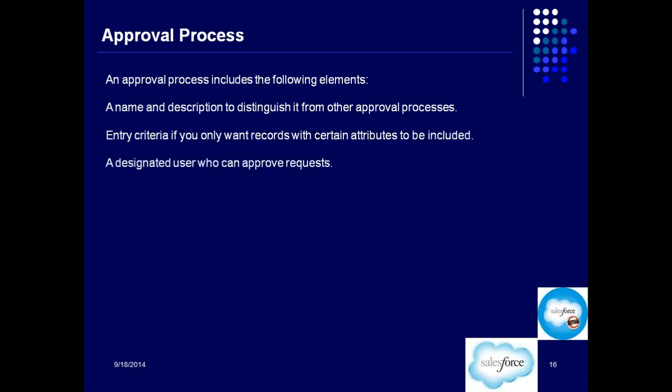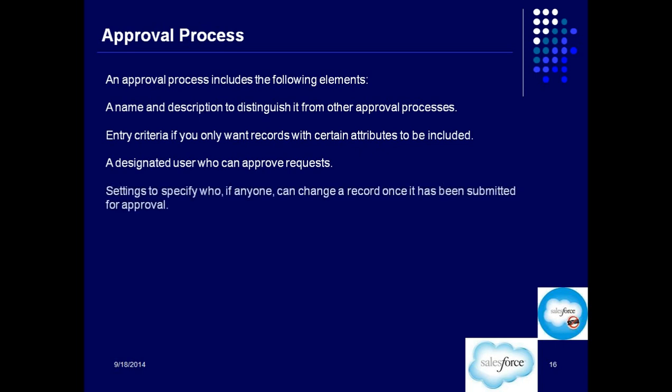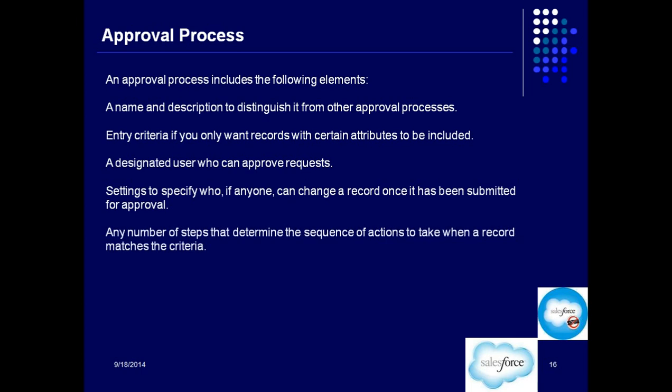A designated user who can approve requests. So you will have to define the approver. Settings to specify who, if anyone, can change a record once it has been submitted for approval. So that is more of an admin stuff, that if anyone can change the records once it has been submitted for approval. So most of the time the administrator is the person who can actually change the records even after it has been submitted for approval. Any number of steps that define the sequence of actions to take when a record matches the criteria, right? So then define your actions.